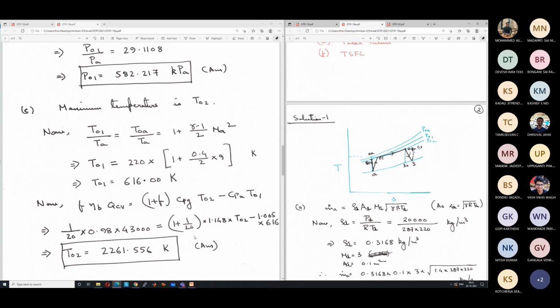The F is given as 1 by 20. Since the air fuel ratio is 20, F is 1 by 20, 0.05. And combustion efficiency, all the parameters except T02 are given. Eta B is 0.98. Calorific value is 43,000 kilojoule per kg. I am writing this in kilojoule, so if you write this in kilojoule per kg, Cp also you have to write in kilojoule per kg.